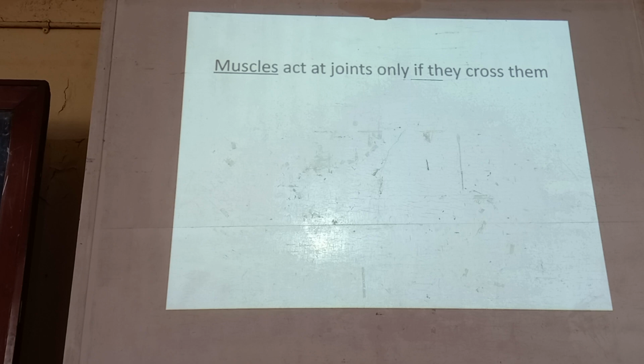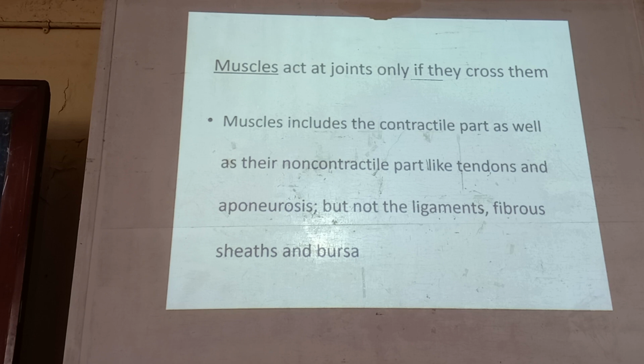What do we mean by muscles? When we talk about muscles, we are including the contractile part, muscle belly, as well as the non-contractile part, tendons and aponeurosis. But we are not including ligaments or fibrous sheaths per se, which are surrounding the muscles. So we are including only the belly and the rounded tendon or the flattened tendon called aponeurosis. So when we say muscles act if they cross them, it means muscles cross them. It need not be the muscle belly which crosses them. Even if tendons cross, that is crossing. Is this clear?